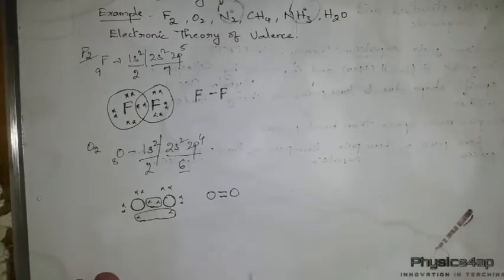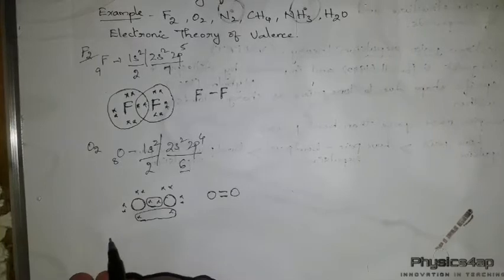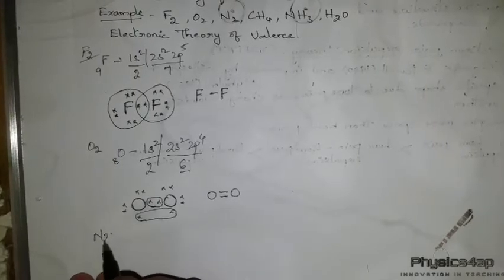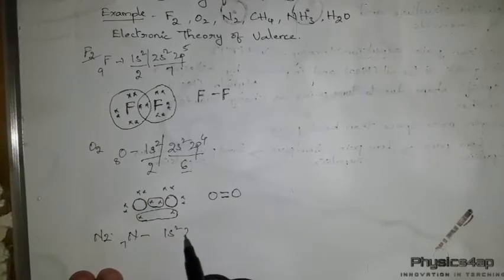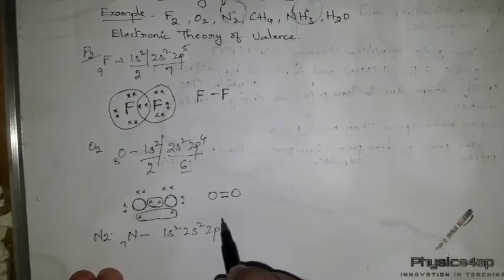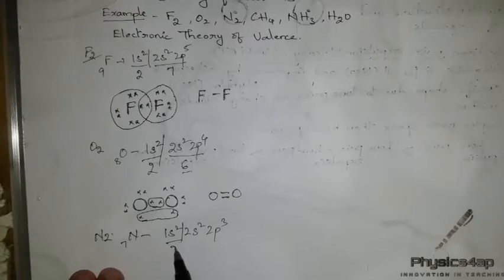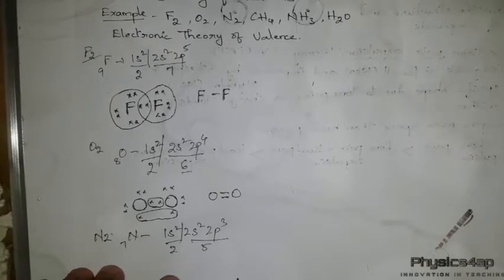Now coming to nitrogen, N2. When we write the electronic configuration for nitrogen, we write it as 1s2, 2s2 and 2p3. So the outermost orbit has 5 electrons in it.